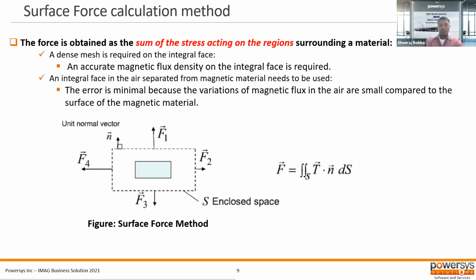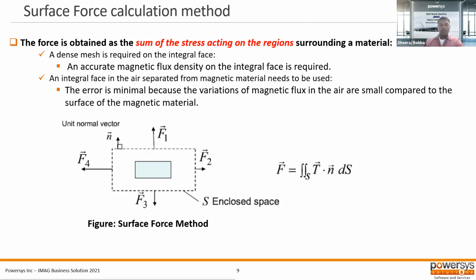Then we have the surface force calculation. As I said, this is where the magnetic materials are in contact with each other. In that case, an integral air region is generated around the surface, and a dense mesh is required to estimate the surface force for all the elements on a given surface.